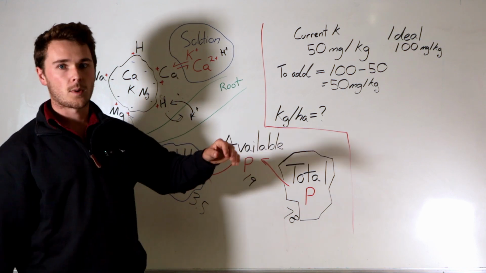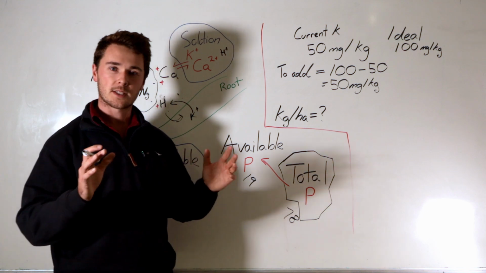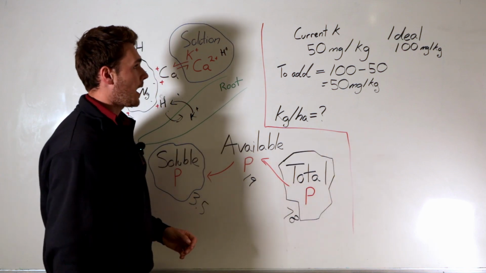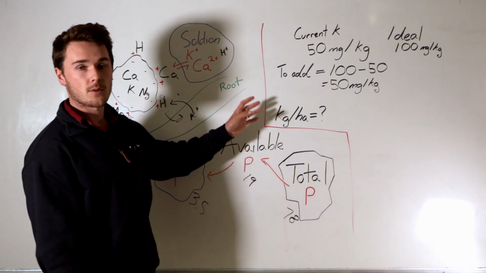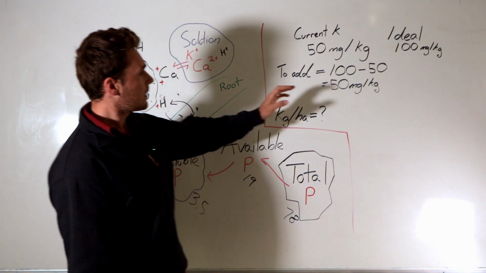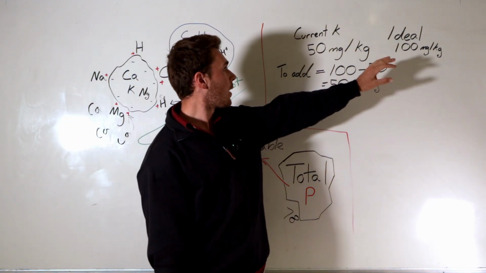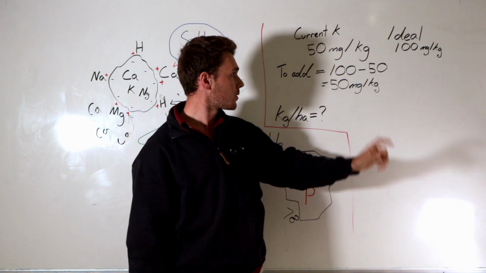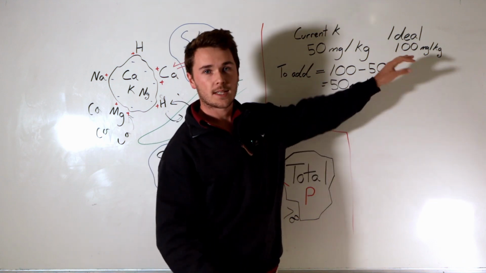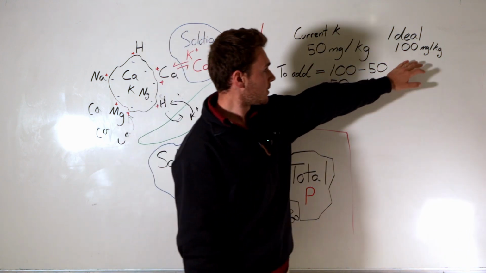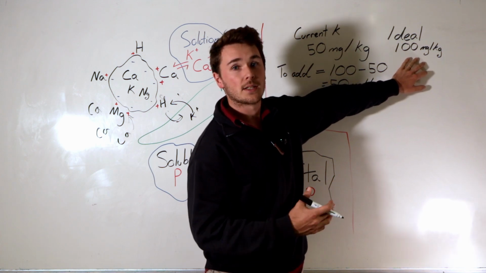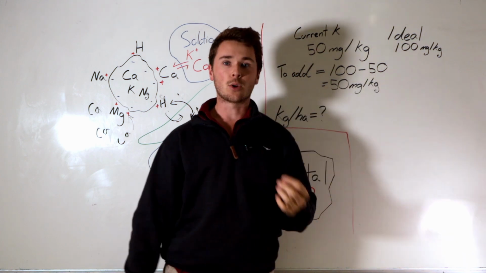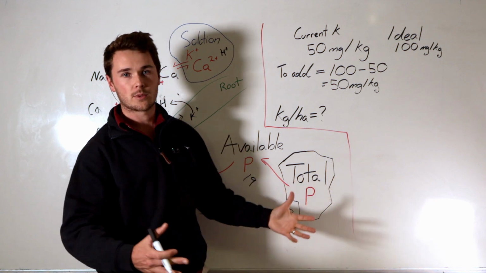Now, this took me a little while to learn because for some reason, no one wants to talk about it. So this is how you work out your application rates. You take your ideal level. So this is for our potassium in our soil test. The ideal level is 100 parts per million. Parts per million is the same as milligrams per kilogram. Now that's a concentration. That doesn't actually help when we're talking about a hectare.